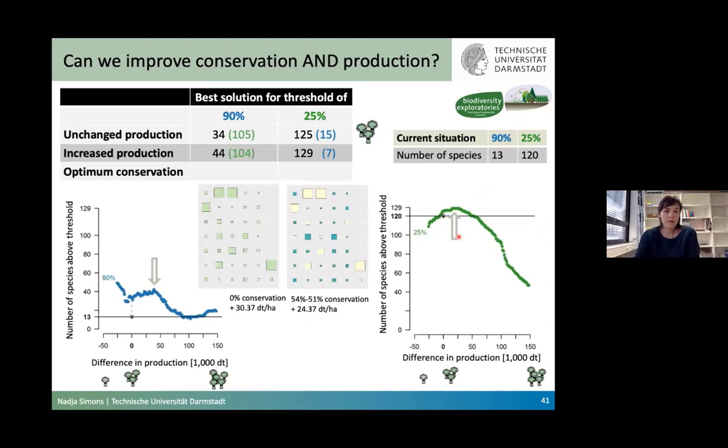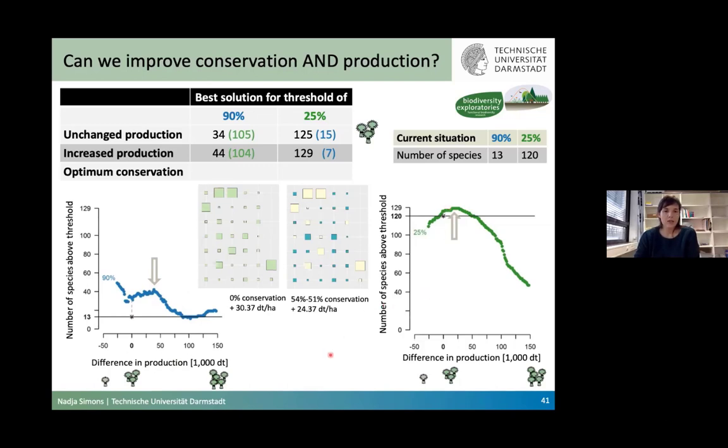We can even improve conservation and production. So if we go further to the right here and increase landscape level production, we still find optimal solutions that promote more, or that have more species reach 90% of the optimal population size than in the current situation. And even a little bit more species that reach at least 25% of the population size.